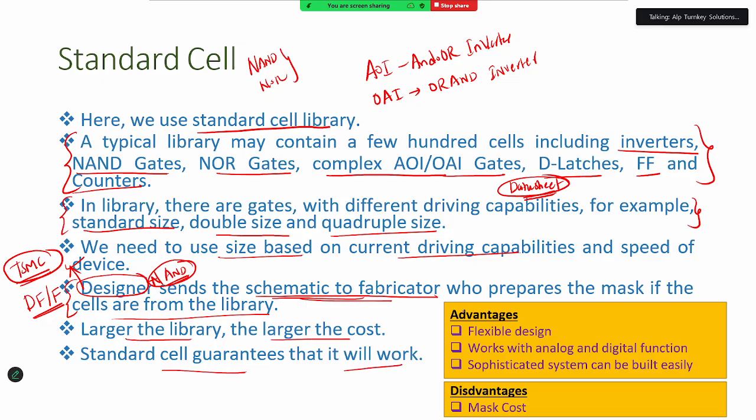So here what are the advantages? Flexible design, works with analog as well as digital functions, sophisticated systems can be built easily. And mask cost is more, that is one of the disadvantages. So this is about the standard cell.